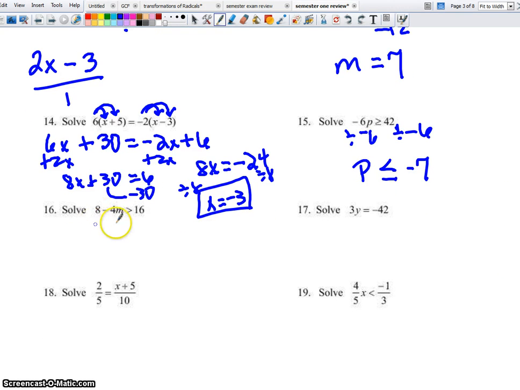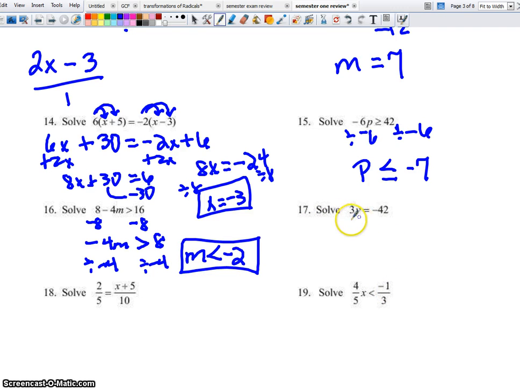Number 16, I would start by moving my 8. So negative 4m is greater than 16 minus 8 is 8. Divide both sides by a negative 4. So m is now less than. We divided by negative, you got to flip it. 8 divided by negative 4 is a negative 2.